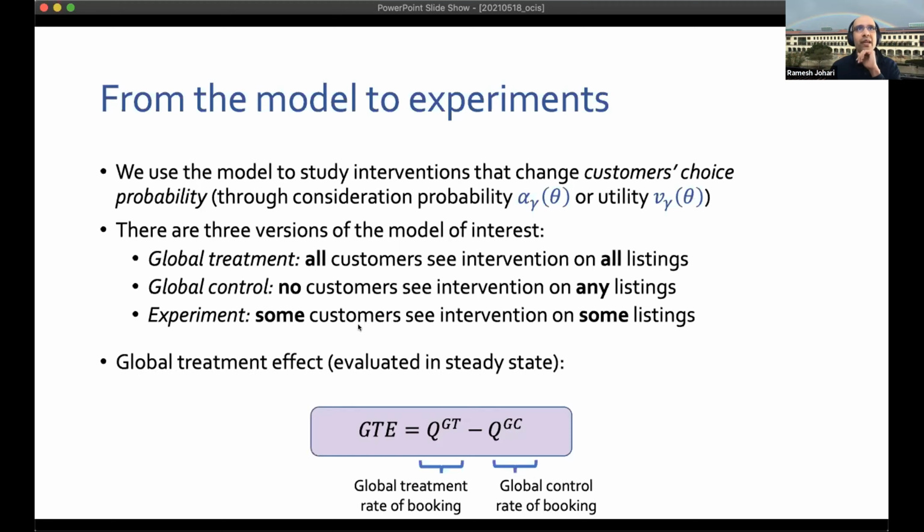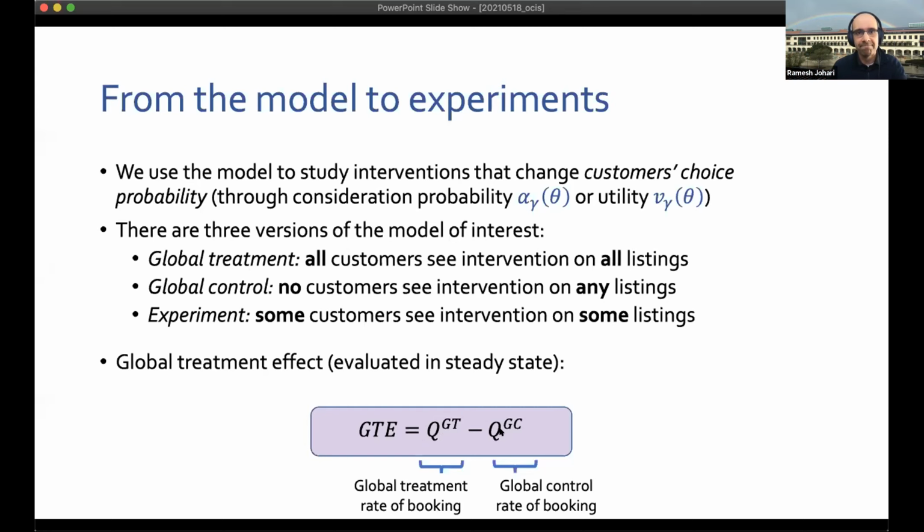So with this way of thinking about the world, what is a good notion of a global treatment effect? I want to be clear that in real markets, there may be many metrics of interest. In our work, we focus on an important benchmark metric, which is the rate of booking. The rate of booking is literally the rate at which listings are booked over time. If we have a global treatment version of the model and a global control version of the model, the global treatment effect is the difference between the rate of booking in global treatment and the rate of booking in global control.